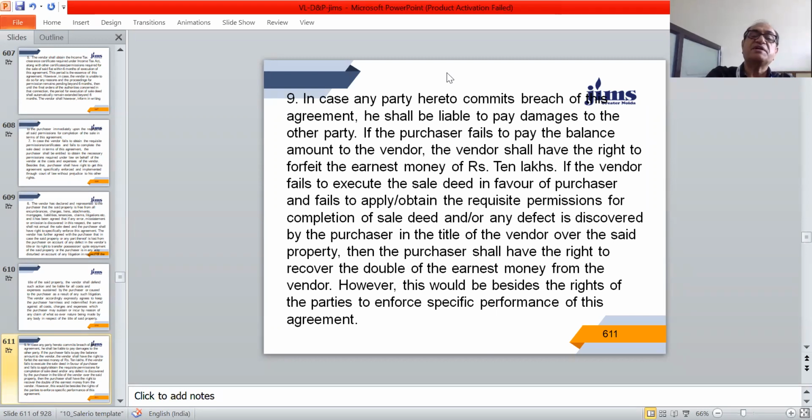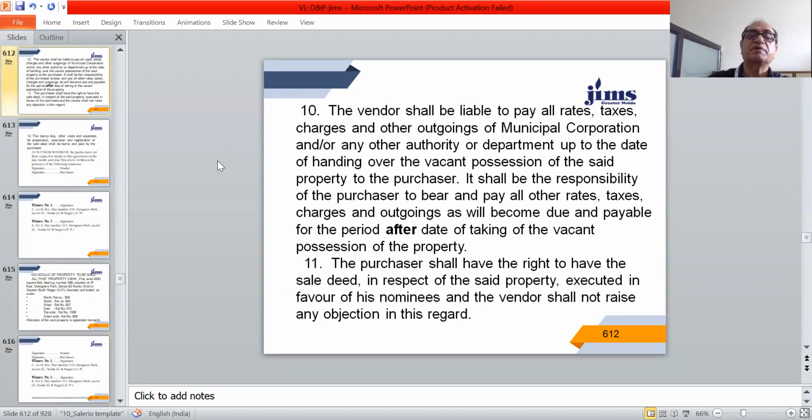Dear students, what is mentioned in para 9 is a very common custom that if seller fails to execute the sale deed, he will return double the amount of earnest money, and if purchaser fails to get the sale deed executed in his favor after payment of balance money, then he loses his earnest money paid in advance to the vendor or the owner of the property.